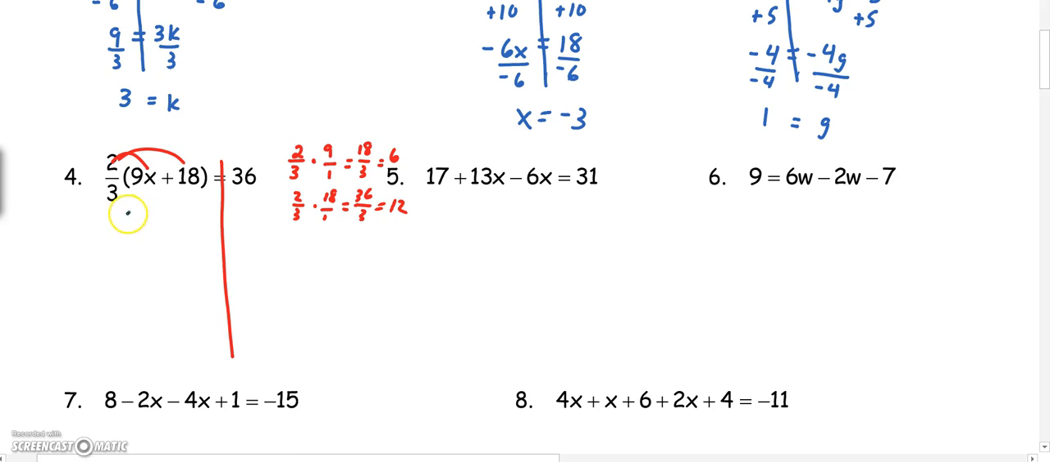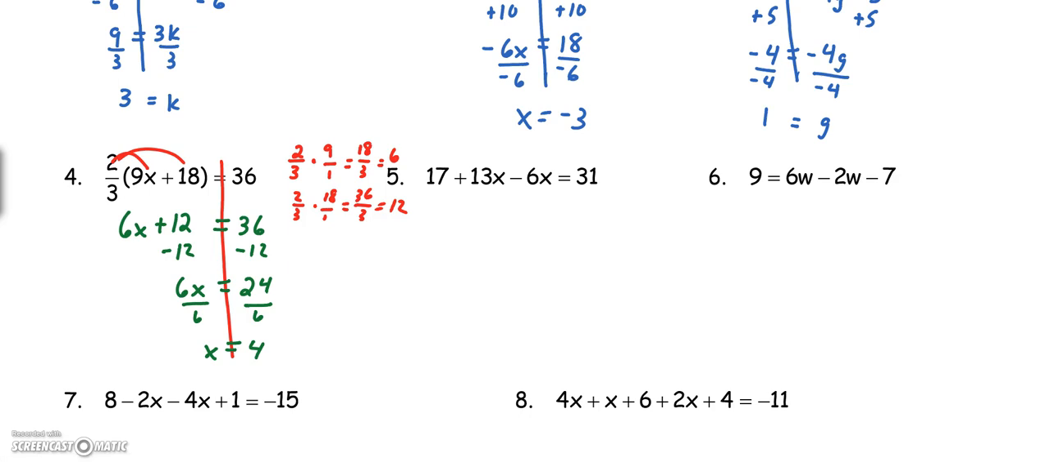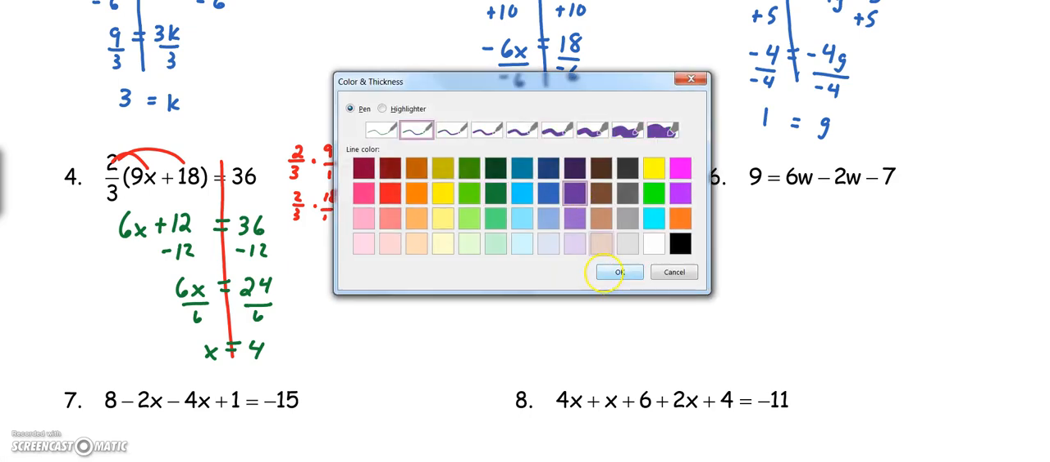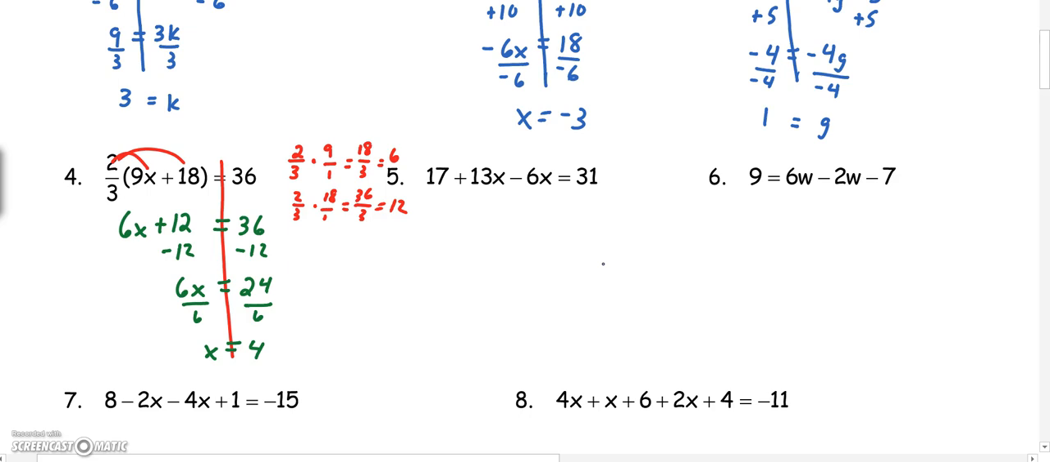So once I distribute, I get 6x plus 12 is equal to 36. Next step is to subtract 12 from both sides. 6x equals 24. Divide by 6. So x equals 4.